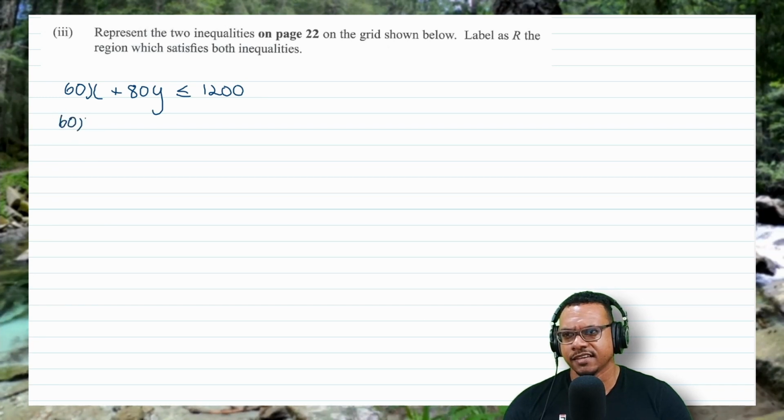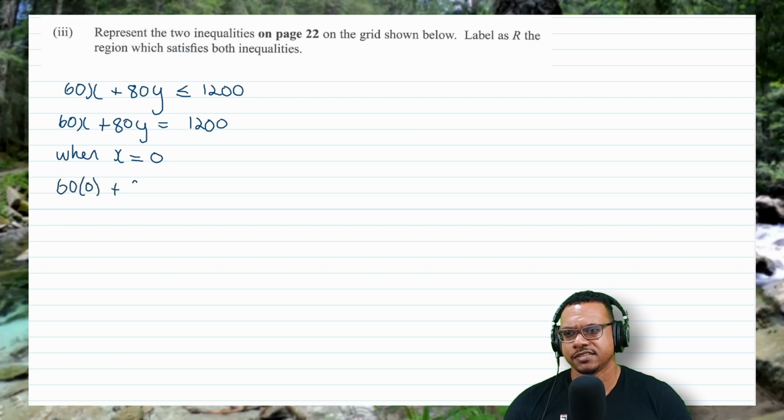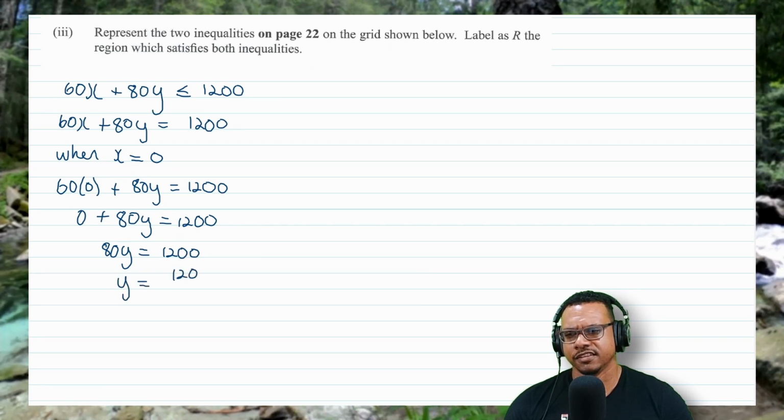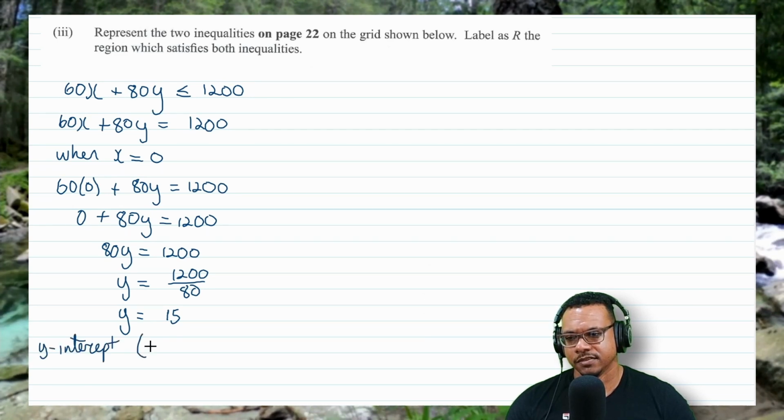So I'll be using 60x plus 80y is equal to 1,200. I'll have when x is equal to 0, we have 60 times x, which is 0, plus 80 times y is equal to 1,200. 60 times 0 is 0, so we just have 80y is equal to 1,200. So y is equal to 1,200 divided by 80. So y is equal to 15. So that means my y-intercept would be 0, 15.